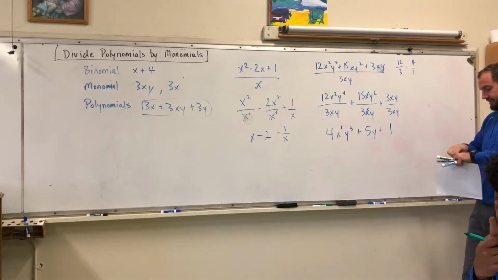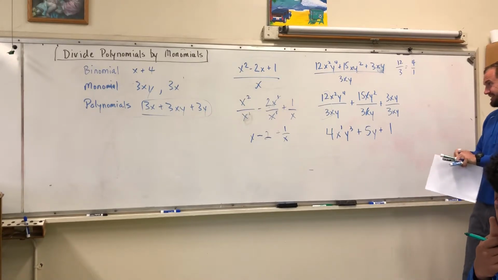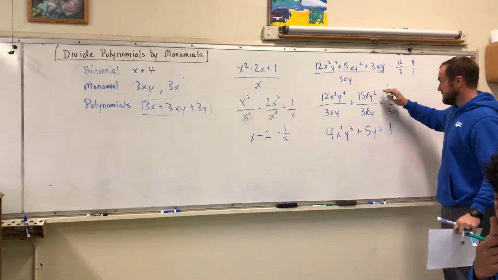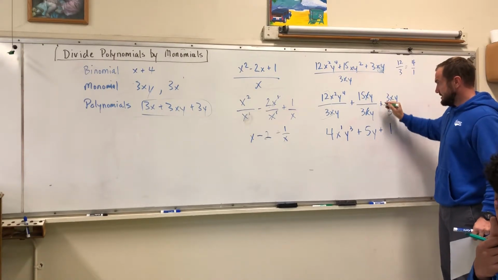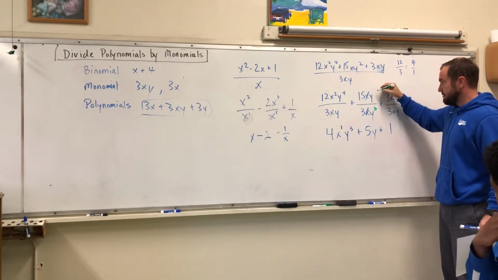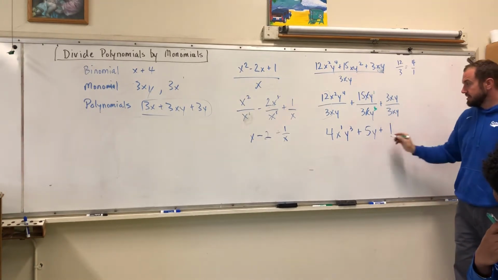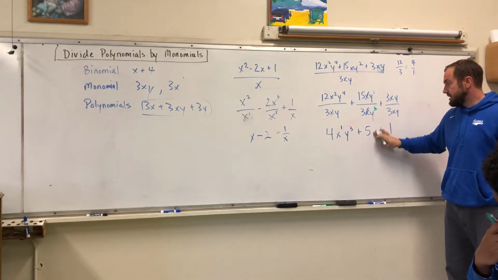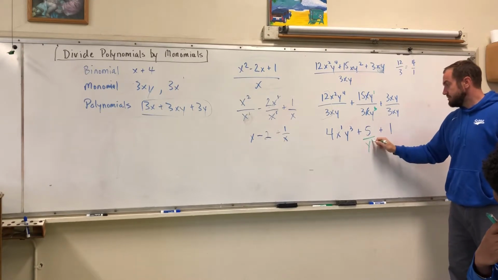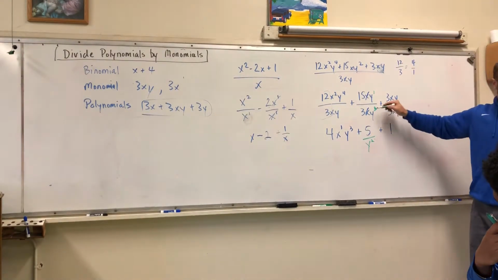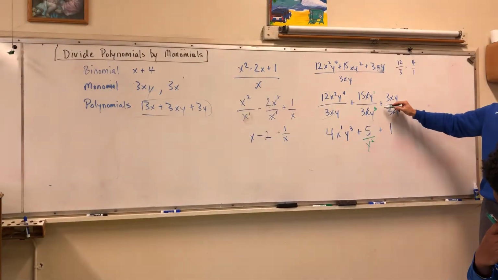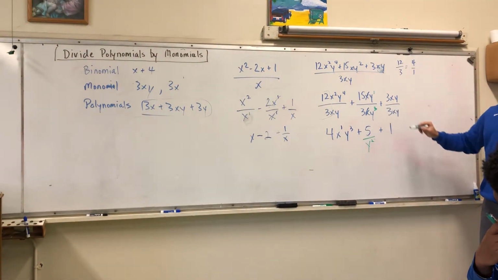If I had, let's say, for whatever reason, let's say I was dividing by 3xy3, and this was a 1 on top here, like this, then actually this would be plus 5 over y2. Let's say if I had more exponents on the bottom.